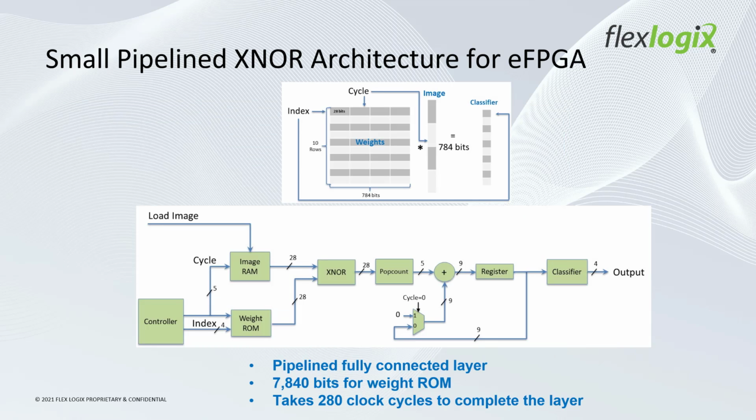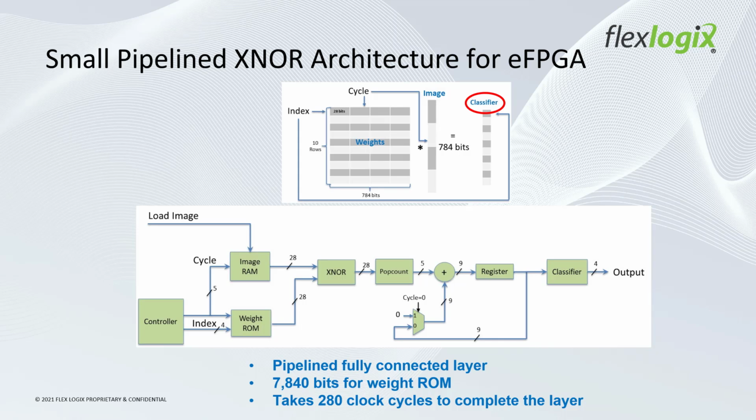We are using a small pipelined XNOR architecture for embedded FPGAs in this tutorial. In the block diagram above, this architecture does an XNOR of every 28-bit row of the image with a 28-bit row of weights for 28 rows to form a 784-bit XNOR. The image row is selected by cycle. This is repeated 10 times, selected by index, each time selecting a different 28-bit by 28-bit set of weights. Once all 10 have been XNORed, the classifier determines which index has the most ones.